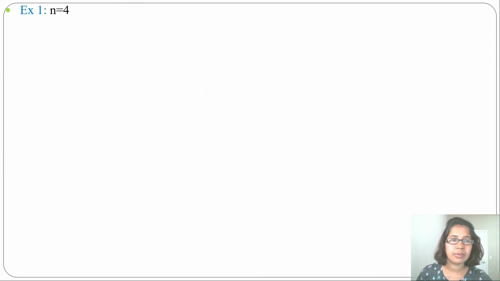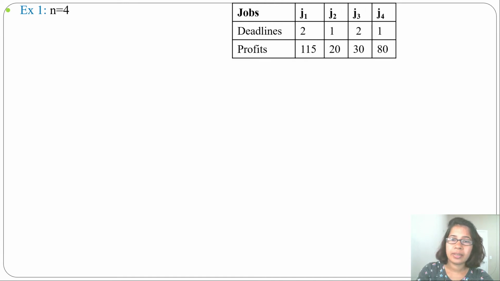Example 1, n equals 4, means 4 jobs are there. Job 1 deadline is 2, profit is 115. Job 2 deadline is 1, profit is 20. Job 3 deadline is 2, profit is 30. Job 4 deadline is 1, profit is 80. First we'll write according to decreasing order of their profit. So job 1 has the highest profit, I'll write 1 here. Next job 4, next job 3, then job 2.